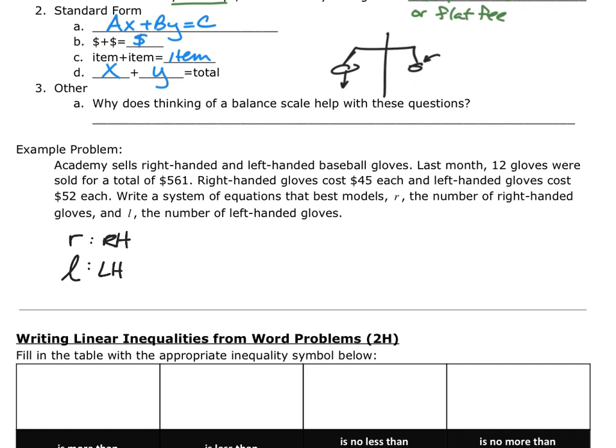If we go back and reread this question, we'd see that we sold 12 gloves, and then for a total amount of money, and then we have money numbers to go with each of the right-handed and left-handed gloves. Okay, well, if we keep that idea together, $45 for every right-handed glove. Oh, sorry, we're not using x, we're using R. And $52 for each left-handed glove, that's an L, for a grand total of $561.